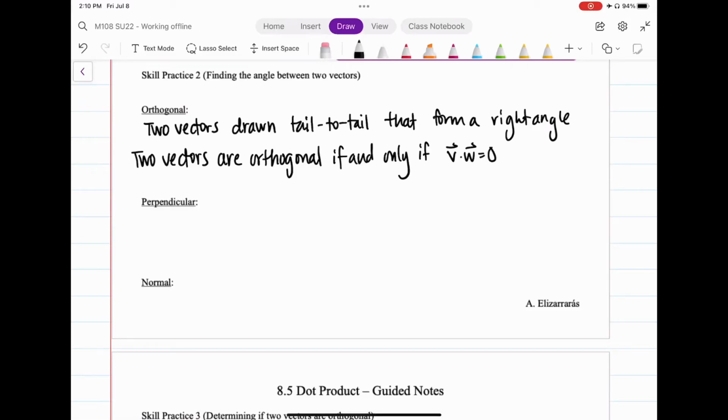When we're talking about orthogonal, perpendicular, and normal, they're all actually talking about forming right angles. Orthogonal is when two vectors form a right angle. Perpendicular is when two lines intersect at a right angle. And normal is when a line and a vector form a 90-degree angle in the plane.